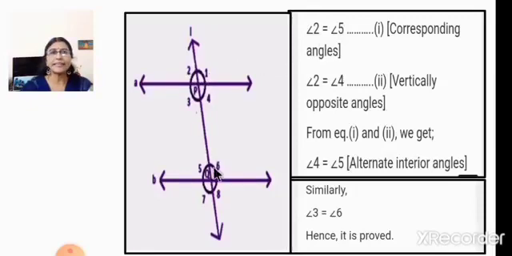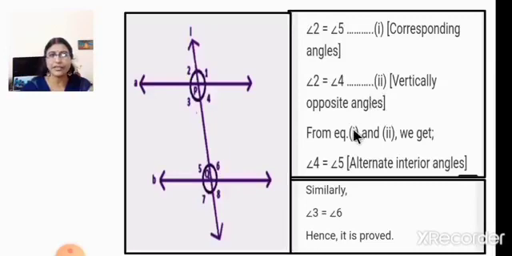Angle 2 is equal to angle 5. You can see these two are corresponding angles. Just now we have learned that corresponding angles are equal. So angle 2 is equal to angle 5. And we also know angle 2 is equal to angle 4. They are vertically opposite angles. And we have learned that when the lines are parallel and cut by a transversal, vertically opposite angles are also equal. So angle 2 is equal to angle 4. So we got this as number 1, this as number 2.